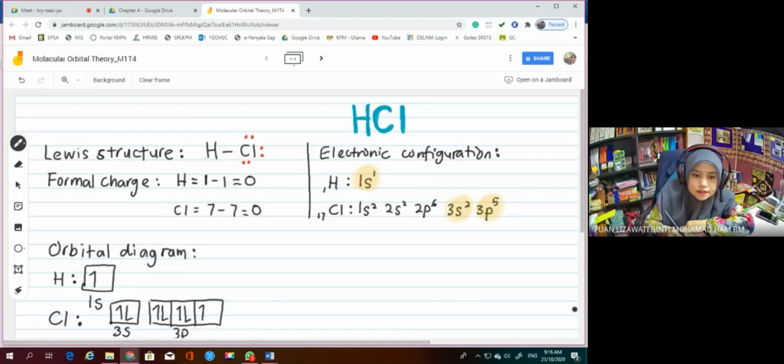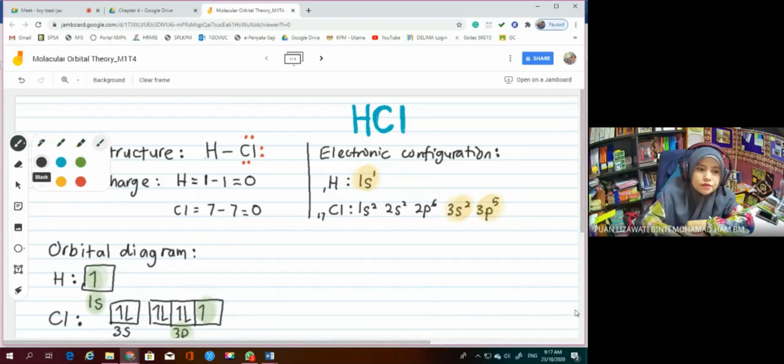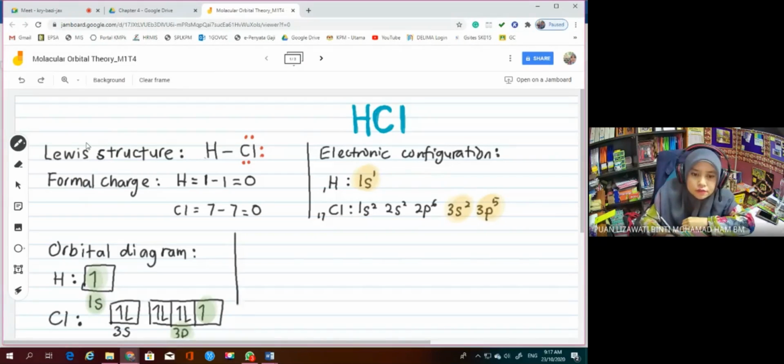So we can see clearly here the overlapping occurs between the 1s of hydrogen and the 3p orbital of Cl. It happens here. Right, so next what should we do? So we draw the overlapping orbital. Okay, so we want to draw the orbital overlap.